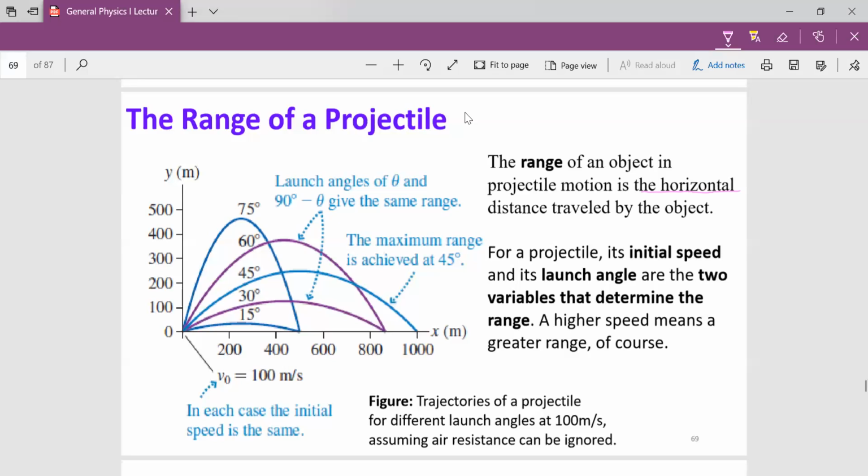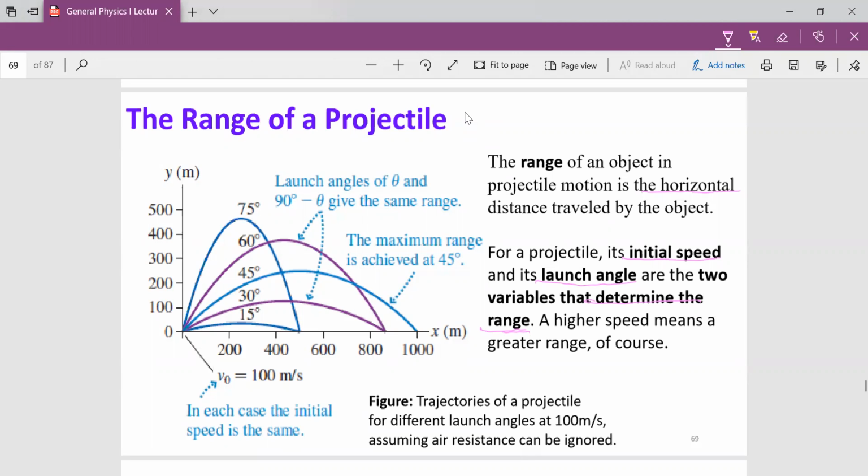So range is always determined by two things: the initial speed and the angle of launch. This is what determines the range of any projectile motion. Okay, and this is what they put to play in the sport of golf and then long jump or whatever sport that involves the motion of a projectile.